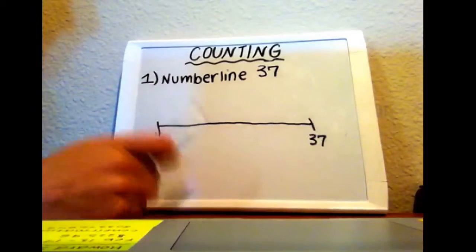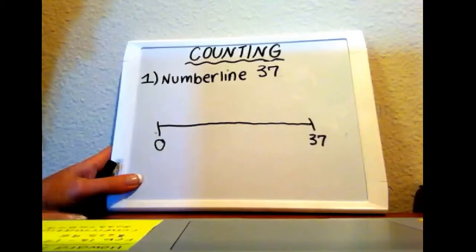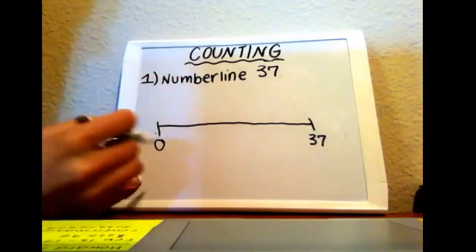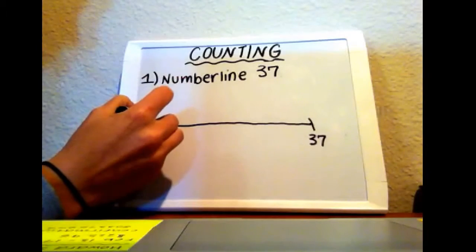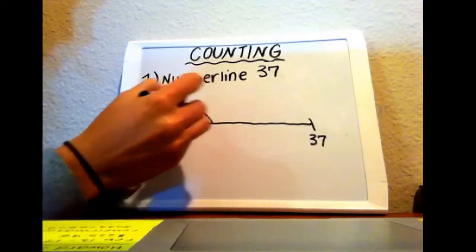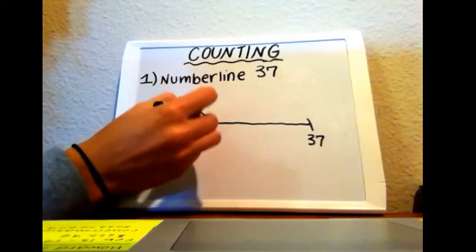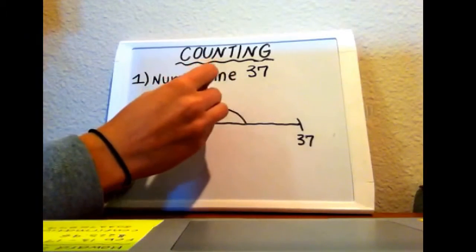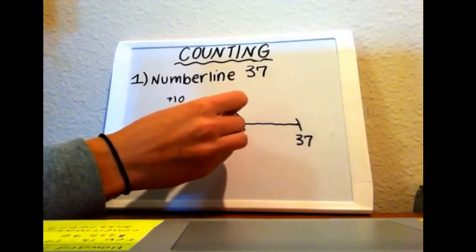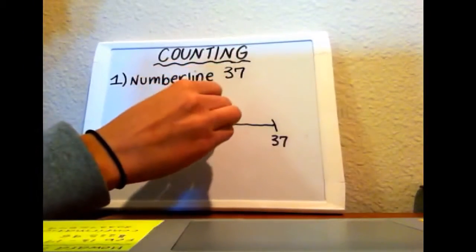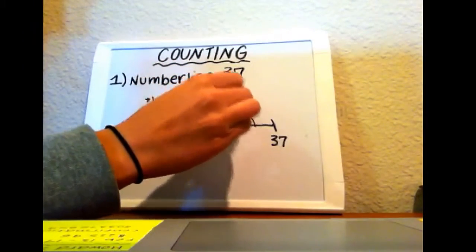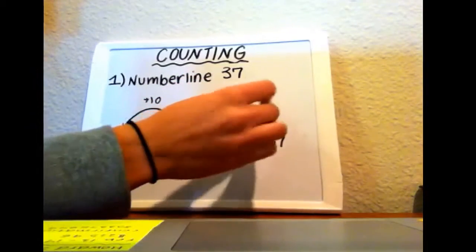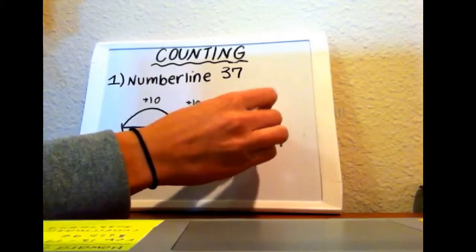We know that 30 can be broken down. It has 3 tens in it. So to start off, we can skip 3 times, adding 10 each time. So for the first time, we'll add 10, bring us to 10. Second time, another 10, bring us to 20. Third time, add another 10, which will bring us to 30. And then for the last bit, we add 7.